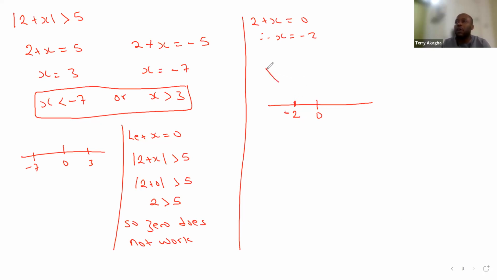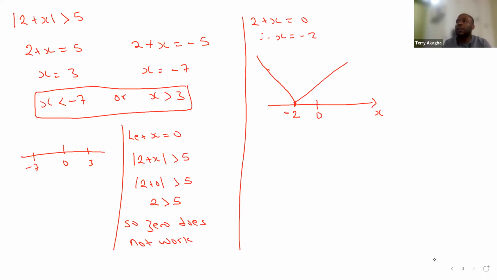So we're going to draw our graphs here. When you draw your graph, you will notice as well that if this is your x-axis and this is your y-axis.